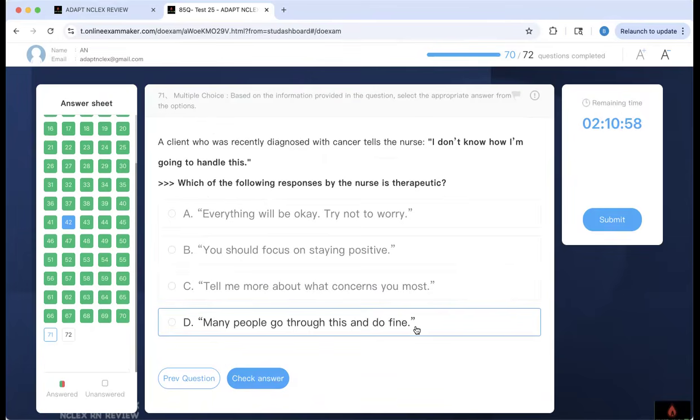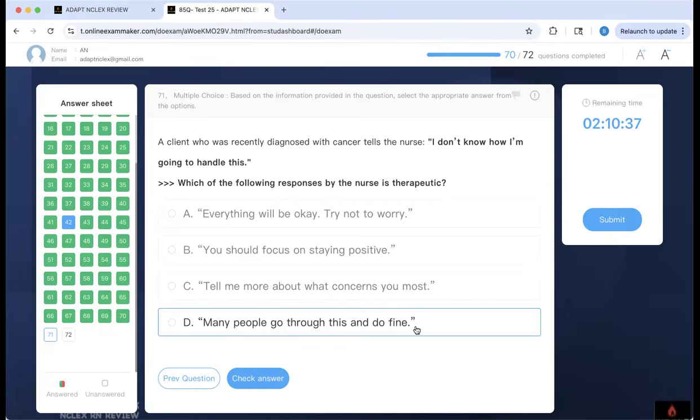Number 71. A client who was recently diagnosed with cancer tells the nurse, I don't know how I'm going to handle this. Which of the following responses by the nurse is therapeutic? Everything will be okay. Try not to worry. You should focus on staying positive. Tell me more about what concerns you may have. Many people go through this and do fine.